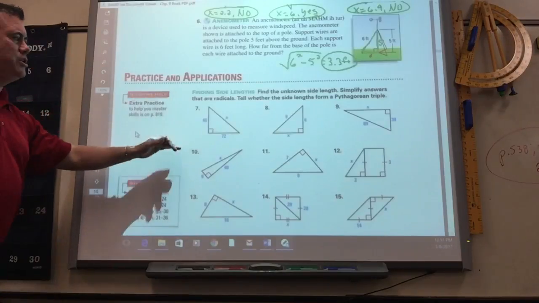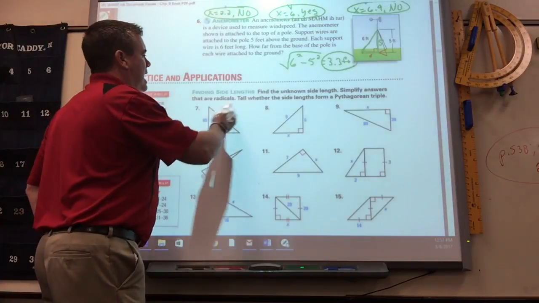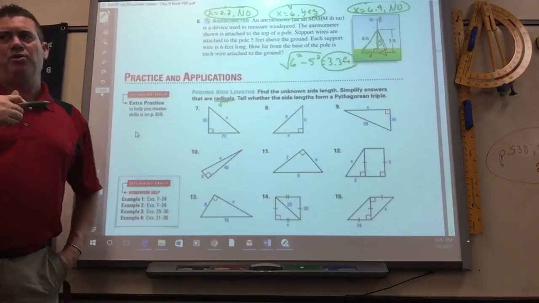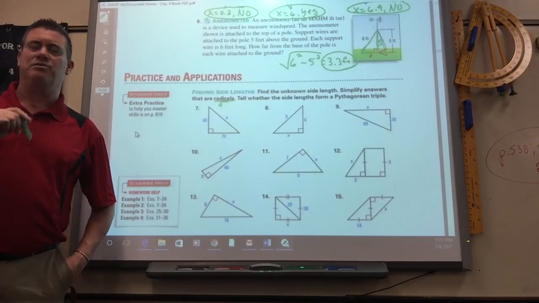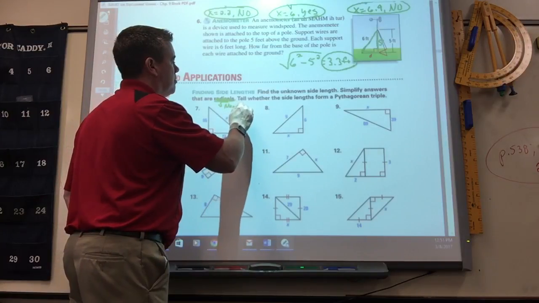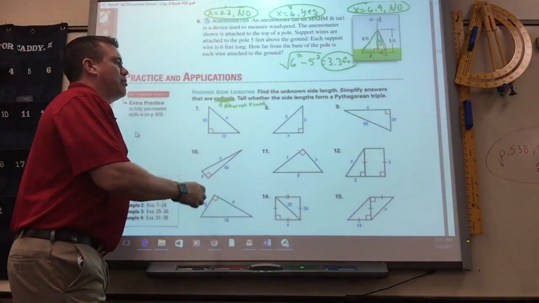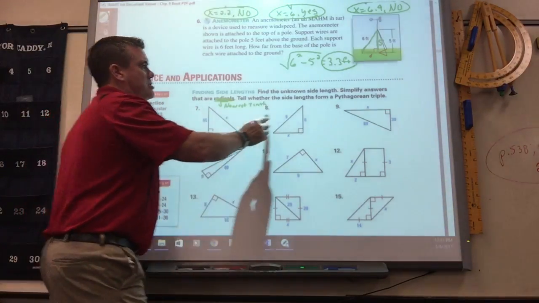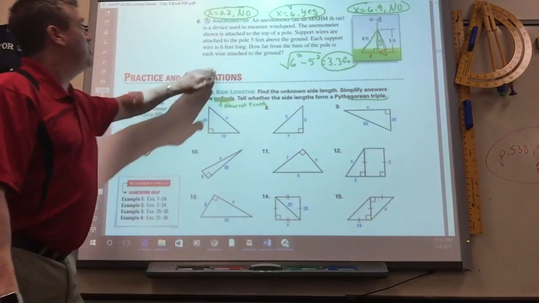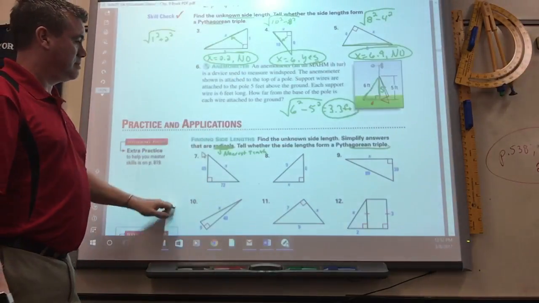Okay, so when you get to these now, it says simplify answers that are radicals. A radical is a square root sign. We're going to do that next week, simplifying radicals. So for now, we're just going to round to the nearest tenth. And then don't forget, after you find what x is, tell whether they form a Pythagorean triple. So you're doing the same thing we did up here. Find x and say yes or no.